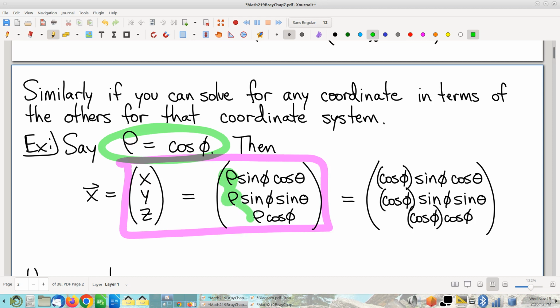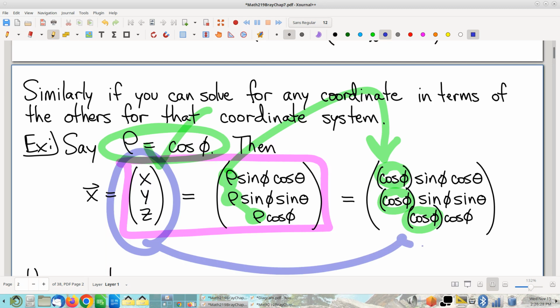Rho, after all, is cosine phi. And I've inadvertently won the game. I've inadvertently created a parameterization because I have position as a function of now two parameters, phi and theta. Very convenient. So yeah, nice little trick. Works in spherical coordinates, works in cylindrical coordinates, etc.